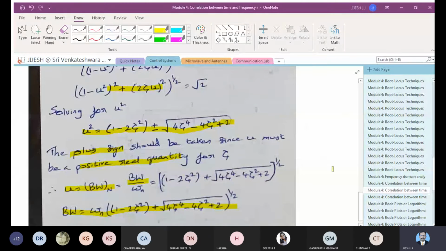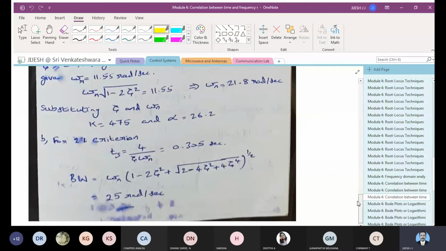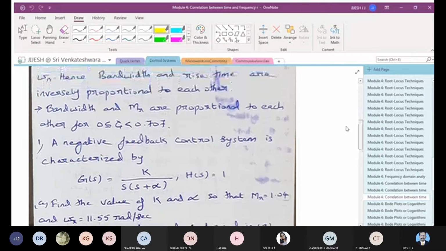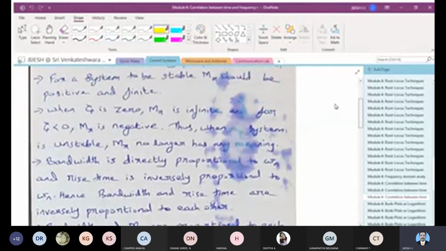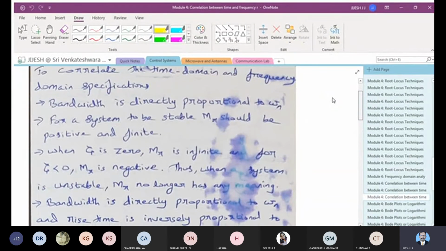So let me move on further. Here we have already discussed all the equations for bandwidth and all. Now we will see a few more concepts and then we will move on with one small problem.